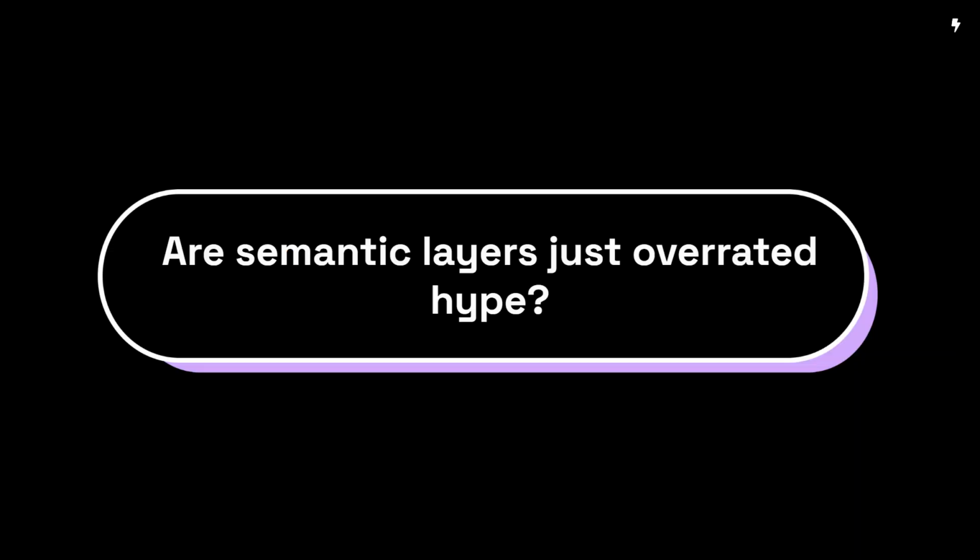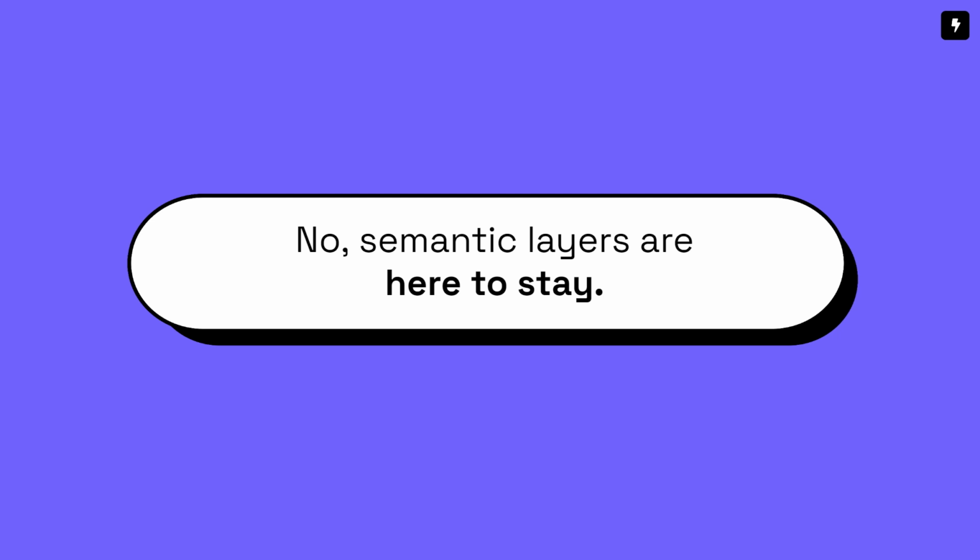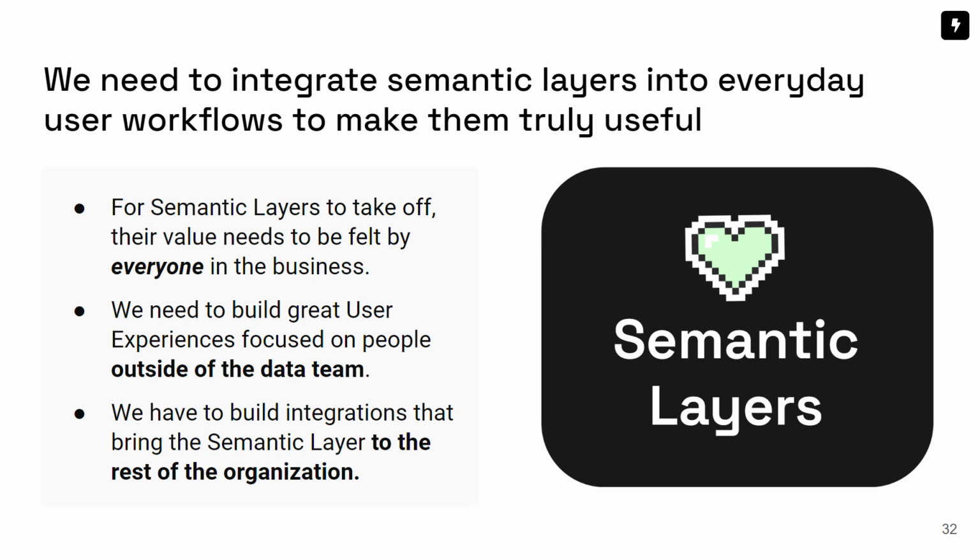So yeah, the question from the very start: are semantic layers just overrated hype? I might be a bit biased, but I don't think so. I think that they're here to stay. And I think that we really need to integrate semantic layers into everyday user workflows to make them truly useful. I think as data teams, we're pretty sold on this idea of centralized metric definitions that can be used across the organization. We're in it for semantic layers.